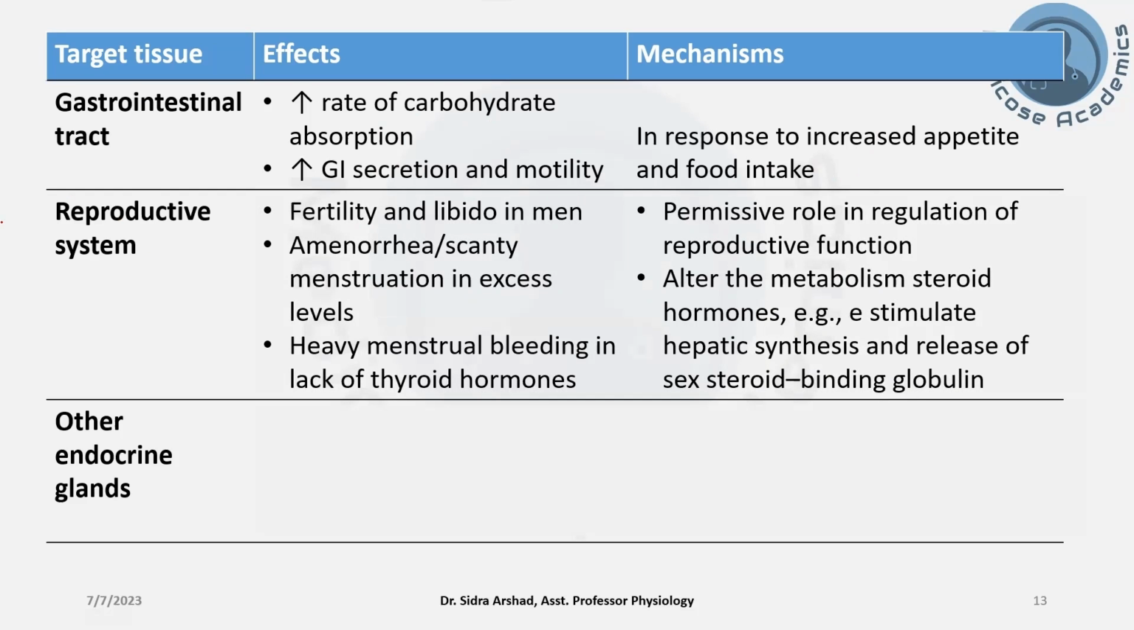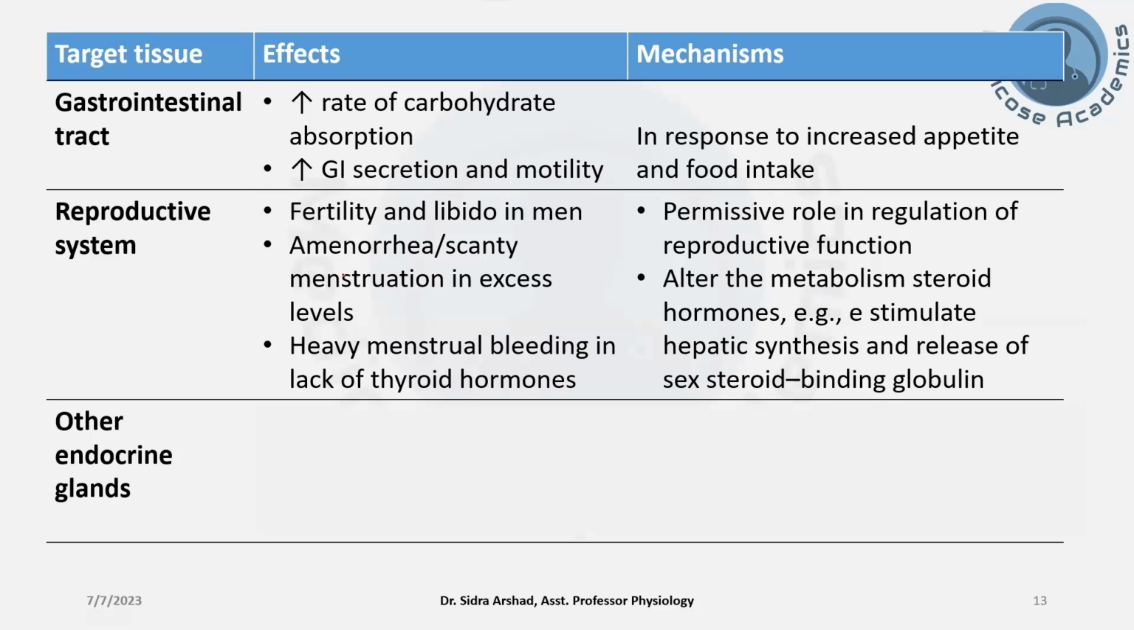Thyroid hormones are also important for the functioning of the reproductive system. They are involved in maintaining fertility and libido in men. In females, they are involved in the regulation of reproductive cycles, regulation of ovulatory cycles, so that in patients who have hyperthyroidism, there can be amenorrhea or scanty menstruation. This is a bit of a paradoxical sounding effect for hyperthyroidism, but what happens is that the cycles are not regulated.